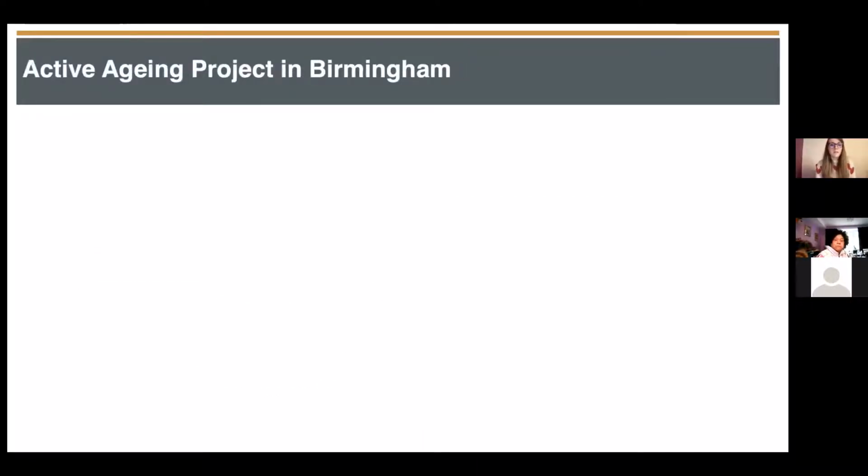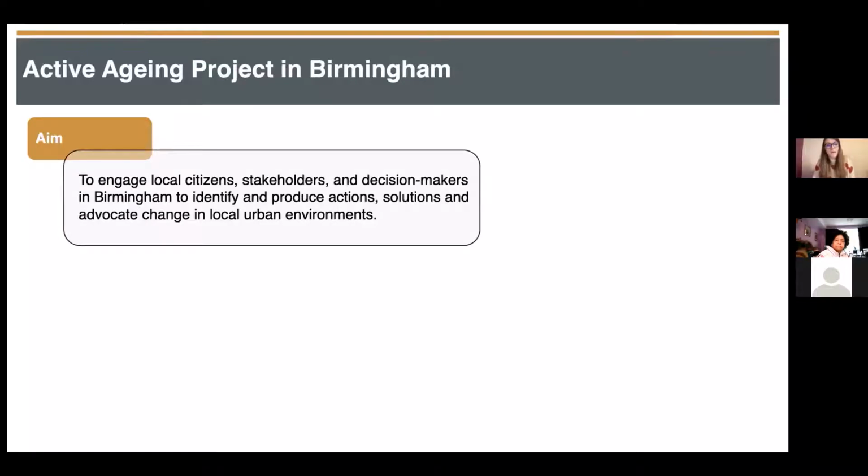So to provide an overview of what we're doing, an active ageing project in Birmingham called Improving Your Local Area. So the aim of this project is to engage local citizens who are older adults aged 60 or above, stakeholders, decision makers and local community members in Birmingham to understand how the urban environments in Birmingham influence an older adult's ability to be active and healthy. And we're going to use this to identify these features and then use these to co-produce actions, solutions and advocate change in local urban environments for older adults.